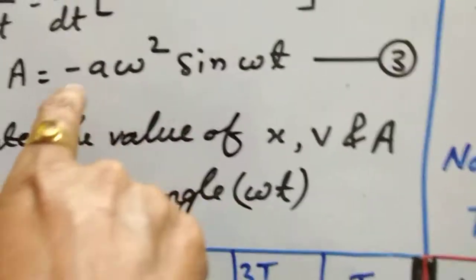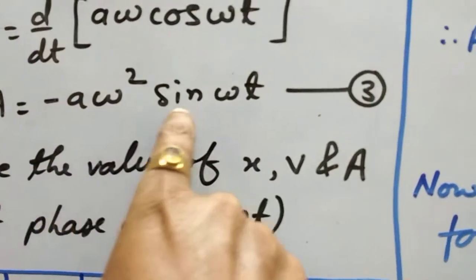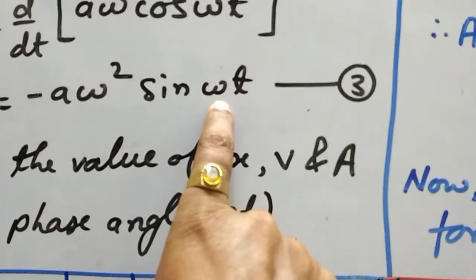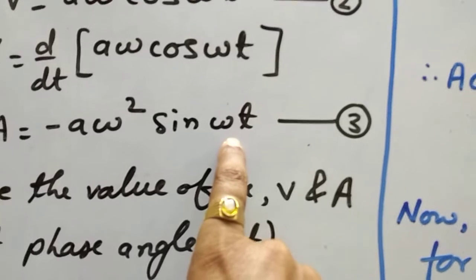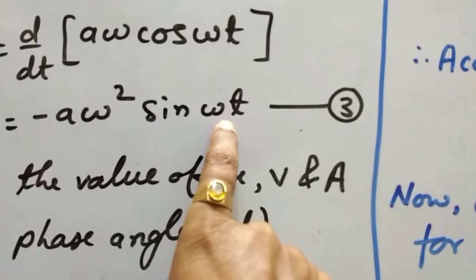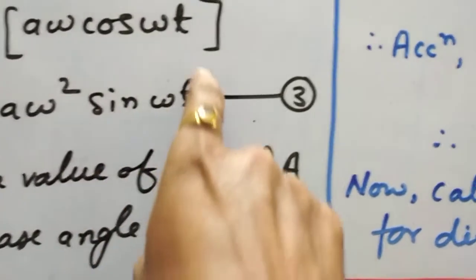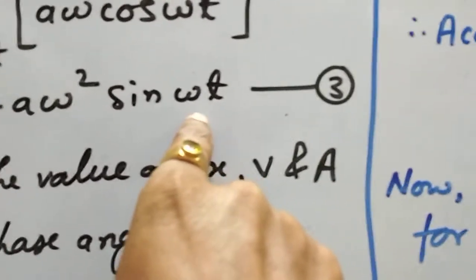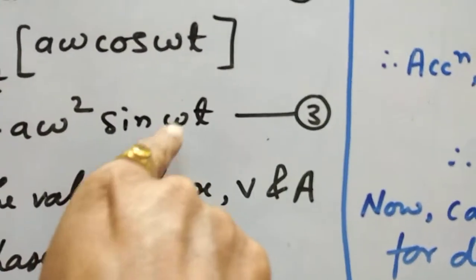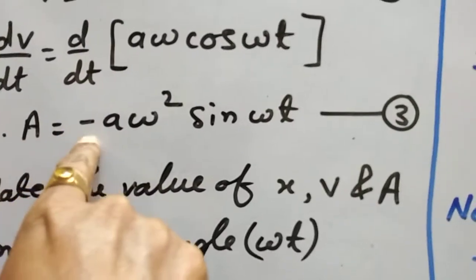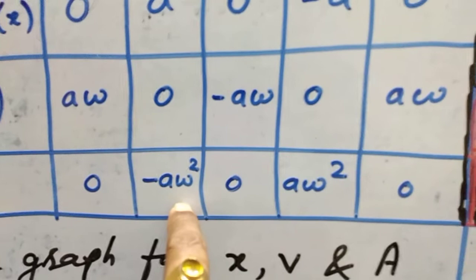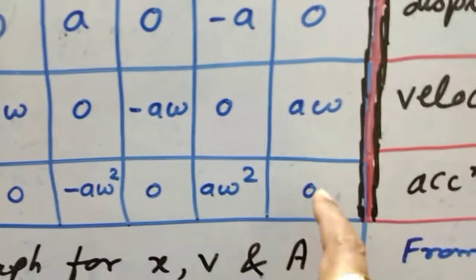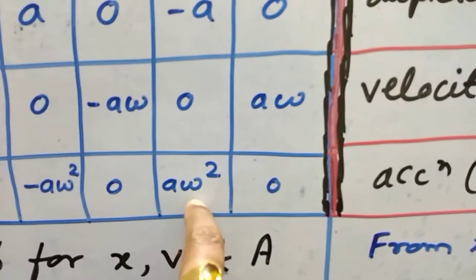Similarly for acceleration, a is equal to minus a omega square sine omega t. Sine 0 is 0, the whole term is 0, therefore acceleration is 0. For pi by 2, sine 90 is equal to how much? That is equal to 1. So therefore acceleration a is equal to minus a omega square. So the acceleration here is minus a omega square, and alternately 0 is obtained, and plus a omega square.